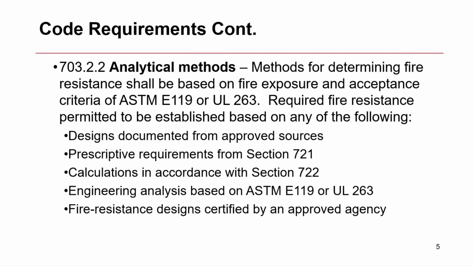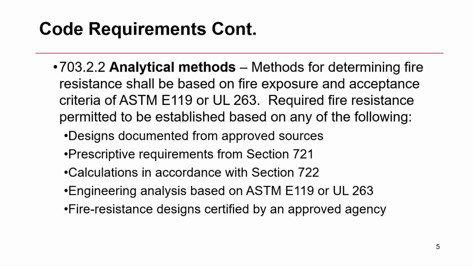Beyond that, we have prescriptive requirements from Section 721 of the IBC or calculated fire resistance from Section 722 of the IBC. Neither of those are widely used in our industry, but certainly in other industries they are. And then we have the engineering analysis based on ASTM E119 or UL 263. Most people would refer to that as engineering judgments. And then last but not least, we have fire resistance designs certified by an approved agency. That's where the product directories from the various test labs come into play. You know, the UL online directory, Intertek online directory, or FM Approval Guide all give fire resistance designs.